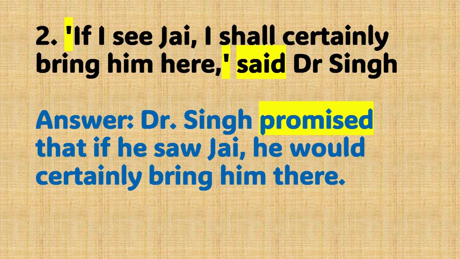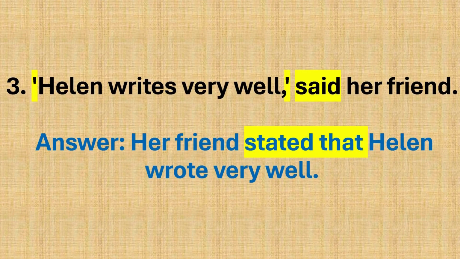Dear learners, here the tense shift is, since the reporting verb said is in the past, the present tense verb see changes to the past tense saw and shall changes to would in reported speech. About pronoun change, the first person pronoun I is adjusted to match the speaker Dr. Singh. And time and place adjustment: here is replaced with there to maintain proper reference in indirect speech. And reporting verb choice: the verb promised is used because Dr. Singh is making a commitment to an action.